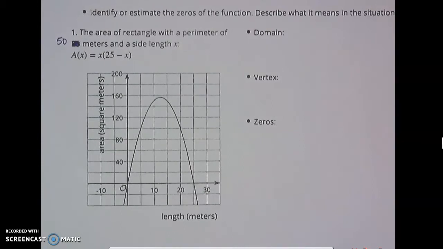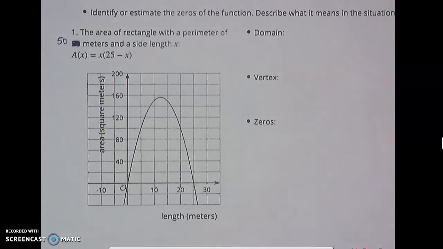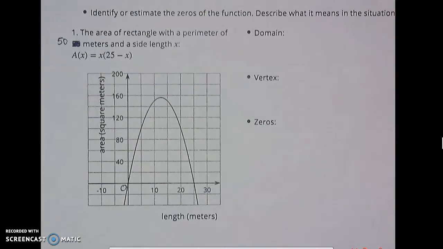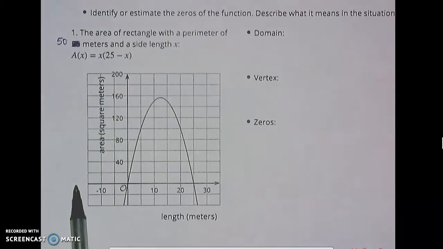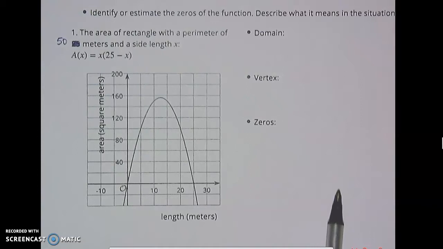The area of a rectangle with perimeter of 50 meters and a side length of x would be this equation. Okay, so the area of x would equal x times the quantity 25 minus x. And this is what it would graph if you plugged this equation into a calculator. Now, based on this, though, if we have length and area, what domain makes sense? Okay, does it make sense to have everything in the negatives here? Does it make sense to have everything up to 50 or even 20 or 17 or 35? Like, we have to look at this.